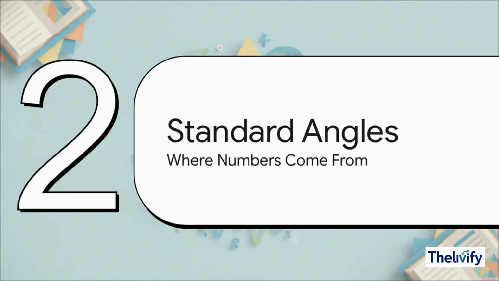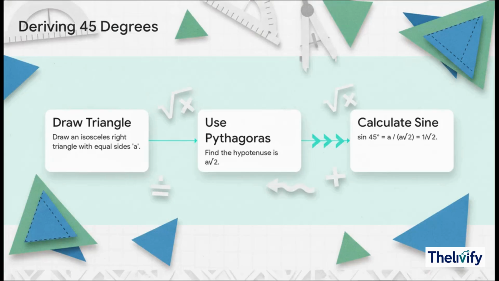On to section 3, deriving standard angle values. Let's see where the numbers in that famous table actually come from. We're definitely not just going to rote memorize a table today. We're going to logically derive exactly where those numbers come from, right here on the whiteboard.